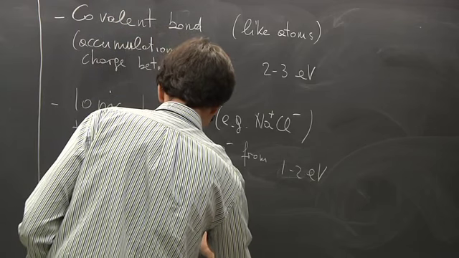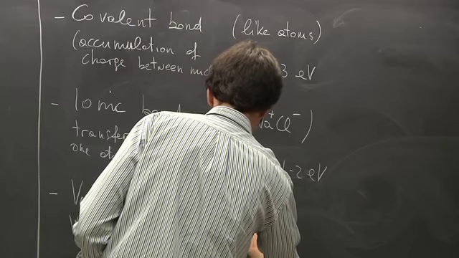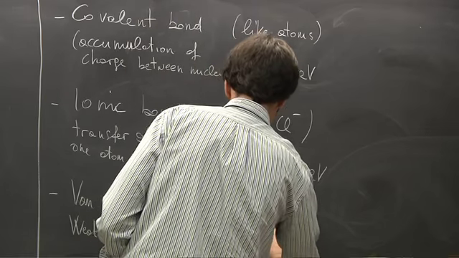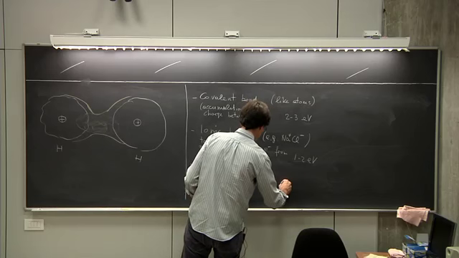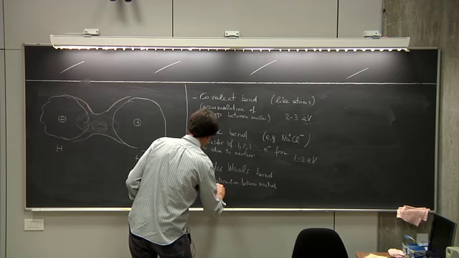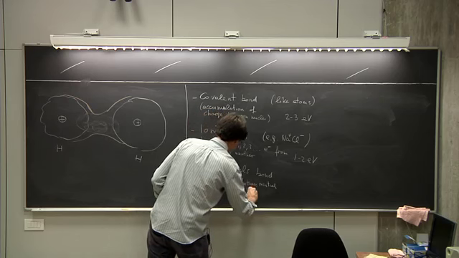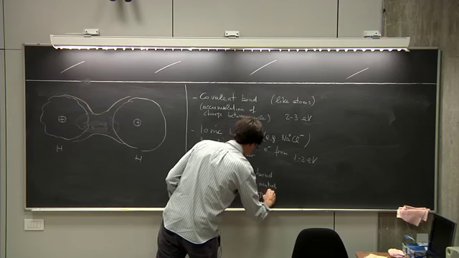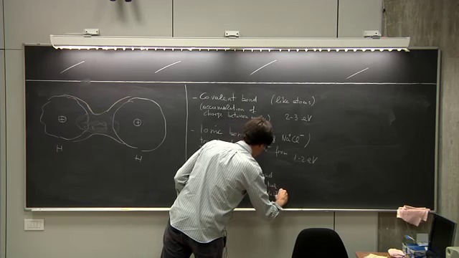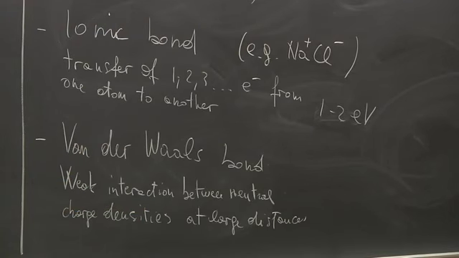Between neutral objects, it's actually in general, neutral charge densities, particularly at large distances. Here the charge is not, there's no redistribution of charge. It's simply the interaction between two neutral objects at large distances.